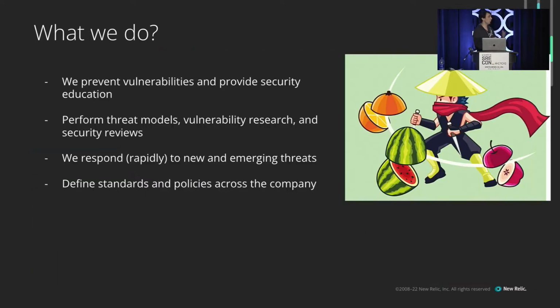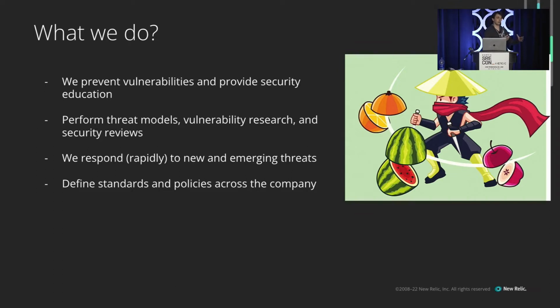But I'll dive into what more we do in a little depth. So obviously, we need to prevent vulnerabilities and provide security education to our developers. And how we do that, we're performing threat models, we do our own independent research, as well as security reviews directly with those teams. But that's more on the prevention side. Obviously, that's only one side of the house. We need to be able to rapidly respond to new and emerging threats, and so that's the responsive side. So we need to have a balance between those two.